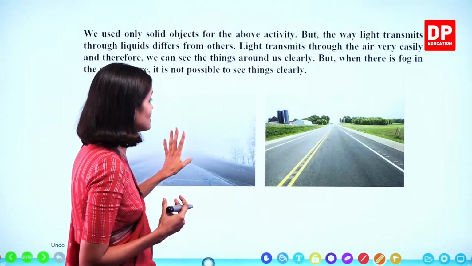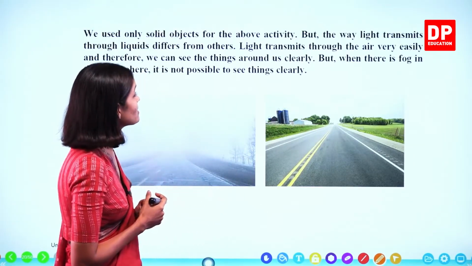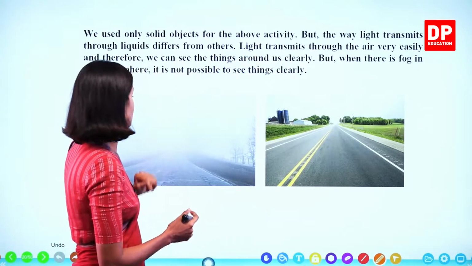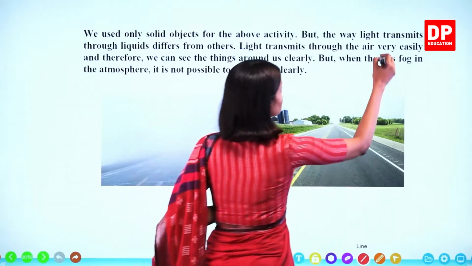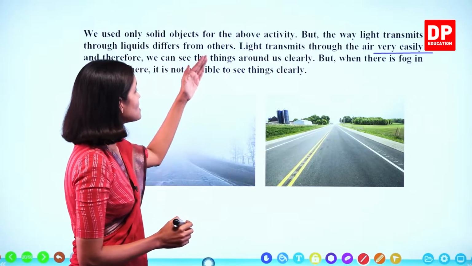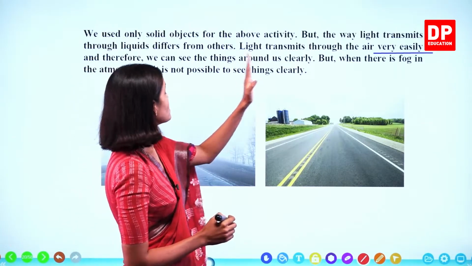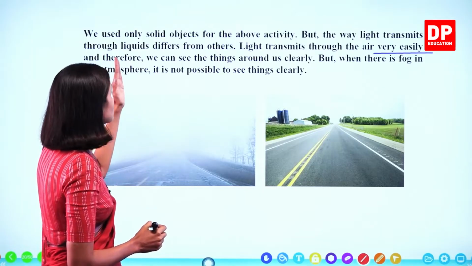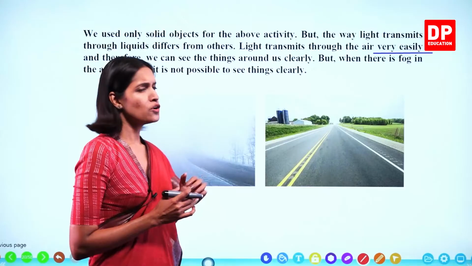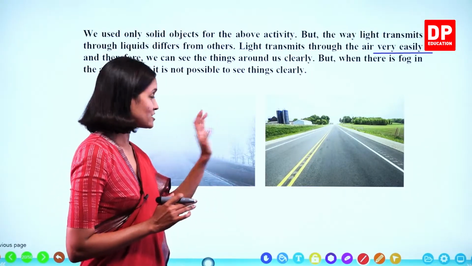So it's very clear, light travels through air very easily, right? So here it's given, light transmits through the air very easily, right? And therefore we can see the things around us clearly, right? But when there is fog in the atmosphere, it's not possible to see things clearly. Okay, children, now we are going to watch a video clip related to this one.